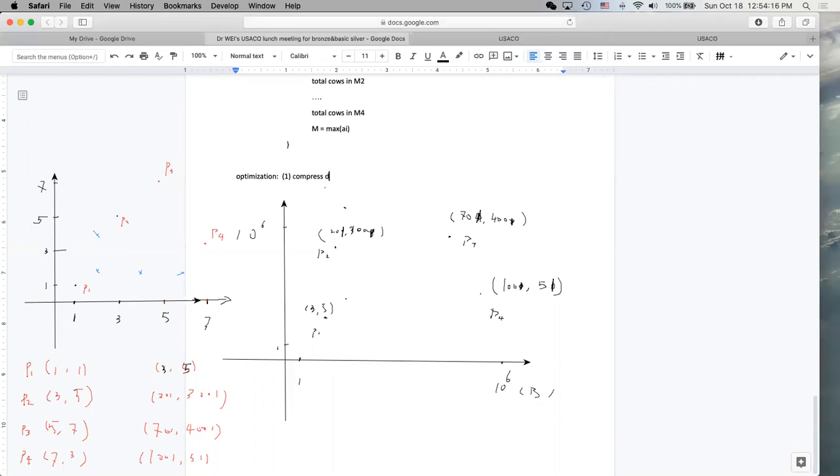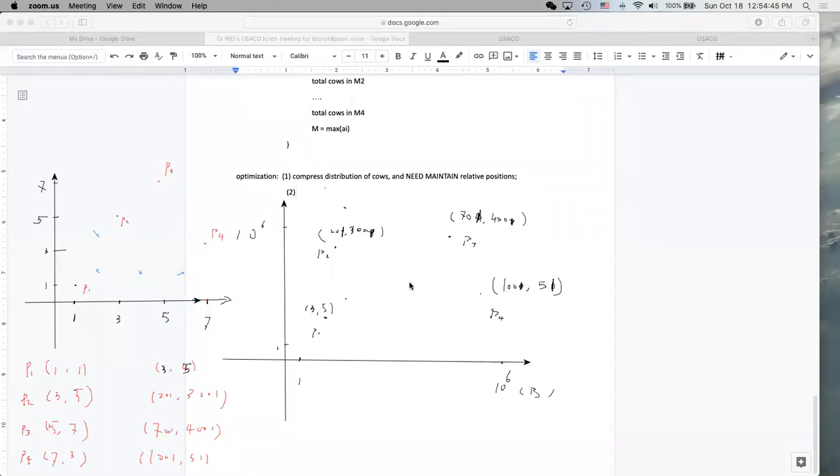So let's compress the distribution of the cows and maintain the relative order, relative positions. In terms of if it is on the right, it's still going to be on the right. If it is on the top, it's going to be the same. So that's the first optimization. Is there any other optimization we can do? Still go back to the Brute Force.